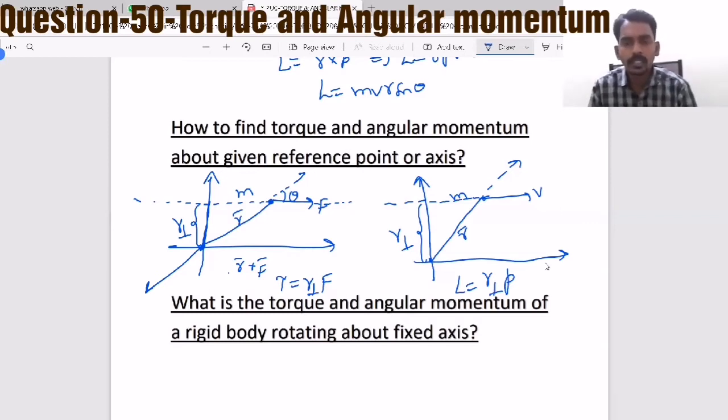So both of them we can find in a similar manner, like r perpendicular into F or r perpendicular into p. You have to draw a line along the line of action of force, or a line along the direction of velocity, the direction of motion, and draw the perpendicular from the point of reference. Then you will get the torque and angular momentum.